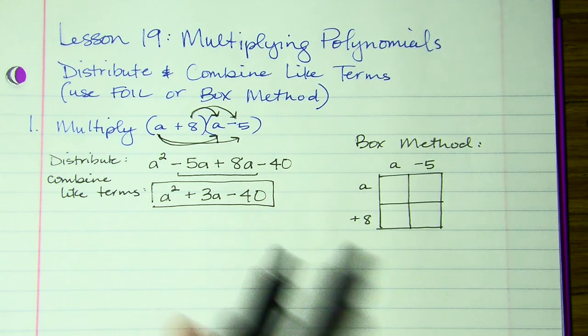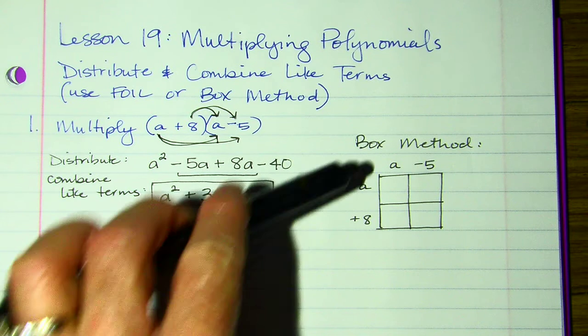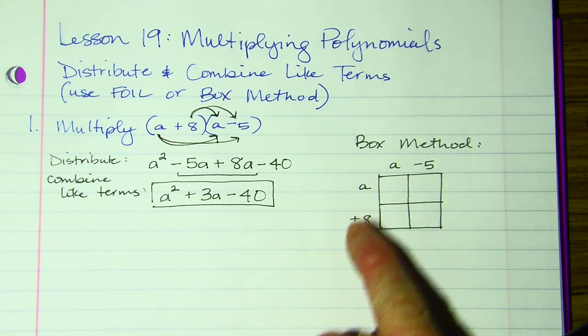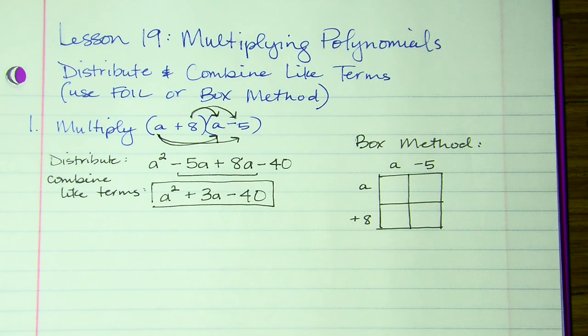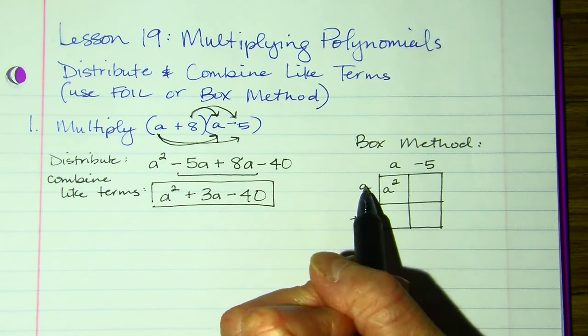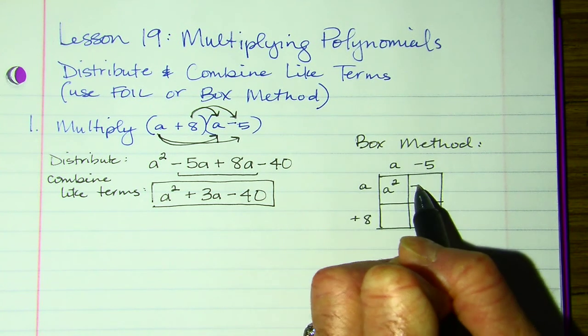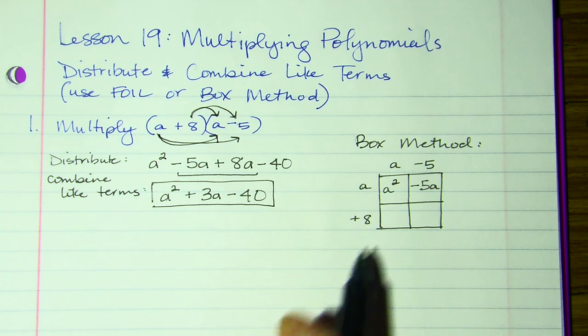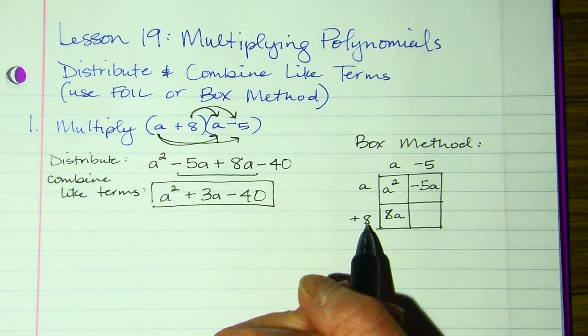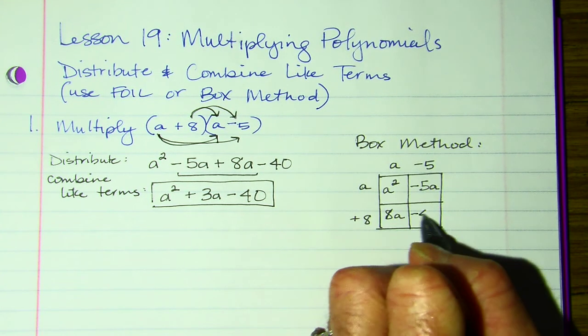Now, it doesn't matter if you had done a minus 5 here and a plus 8. It doesn't matter where you put them. But notice I put the signs in front of them, so I know that this is a minus 5 and a positive 8. And then you're going to fill in each box by multiplying what's on the outside. So a times a would give us a squared. A times negative 5 is negative 5a. 8 times a is 8a. 8 times negative 5 is negative 40.